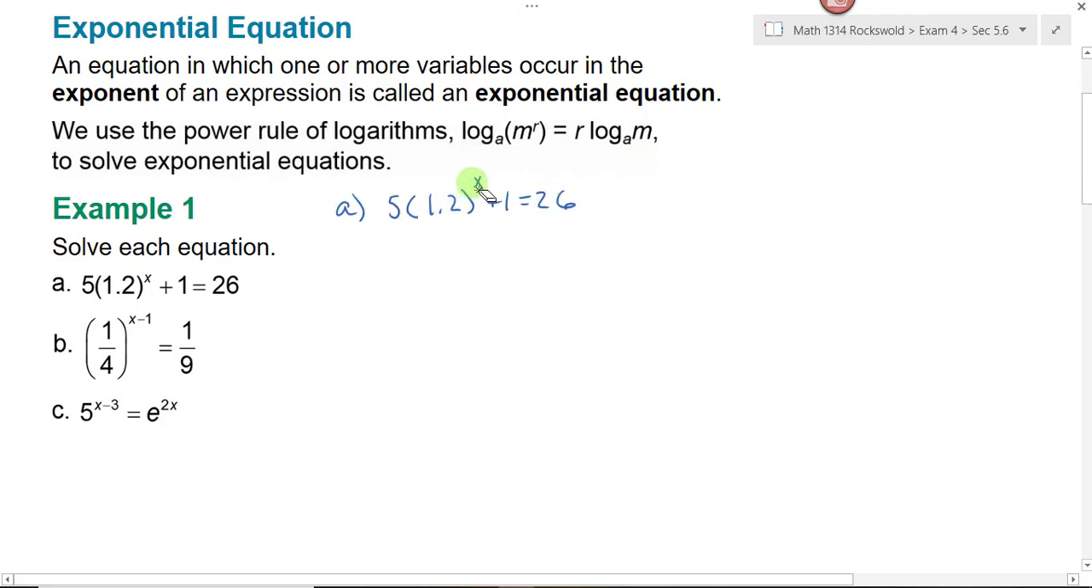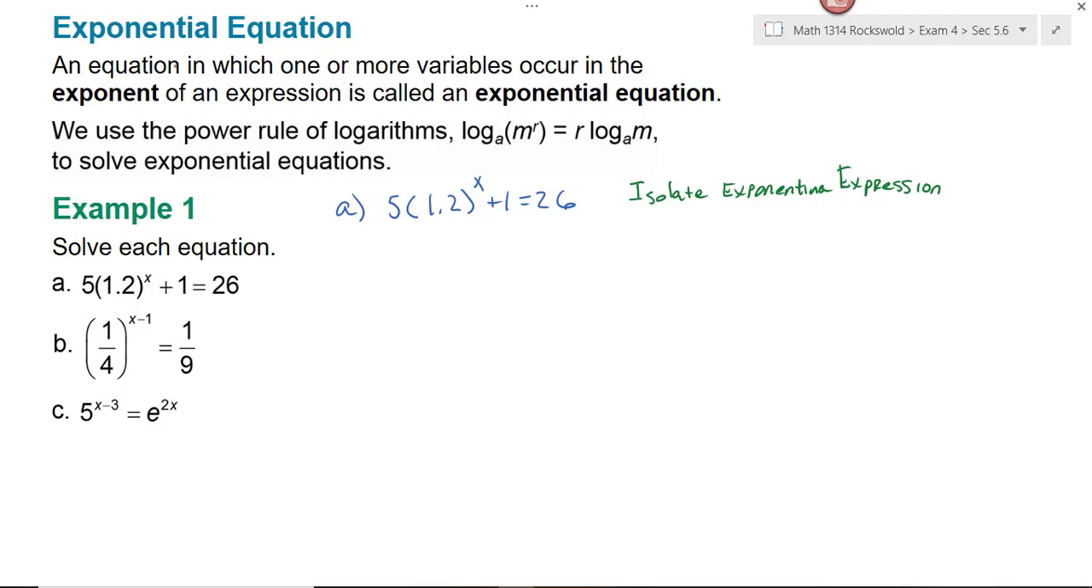In part A, the variable is in the exponent, but we can't take the log of both sides of the equation until we have this exponential expression by itself. So your first step is going to be to isolate the term with the variable in it. Remember, in algebra, we can do pretty much anything we want to an equation as long as we do the same thing to both sides of the equation. So in order to get this term by itself, I need to subtract 1 from both sides of the equation. And when I do that, I get 5 times 1.2 raised to a power of x equals 25.